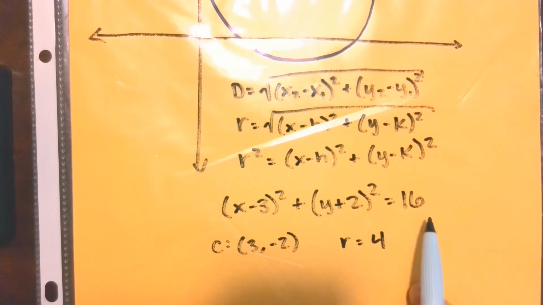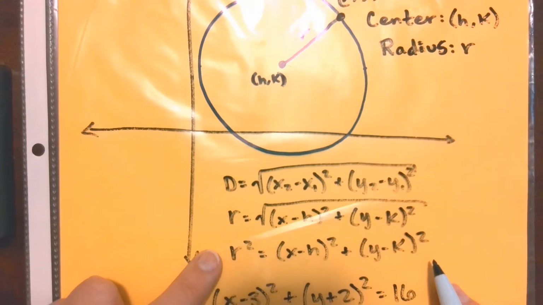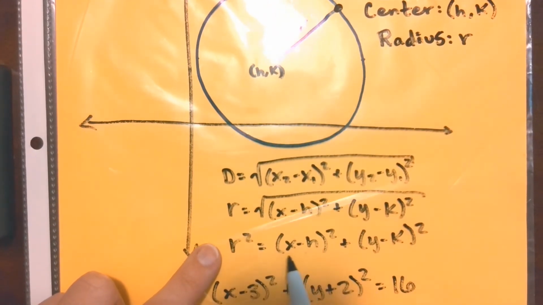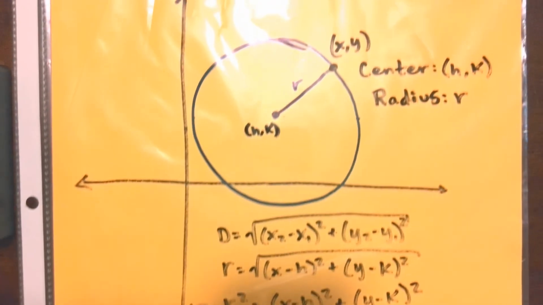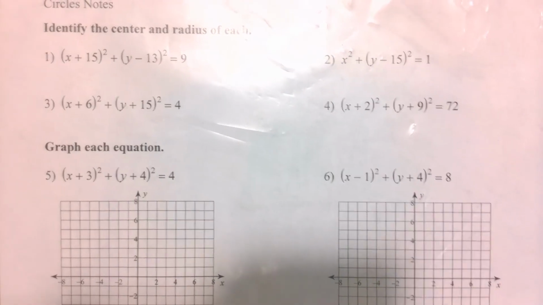So this equation literally says this is giving all of the x, y coordinates that are exactly 4 units from the center. Same thing with my generic. It's telling me these are all the x and y coordinates that are exactly r units from (h, k). So let's go through a few examples here.